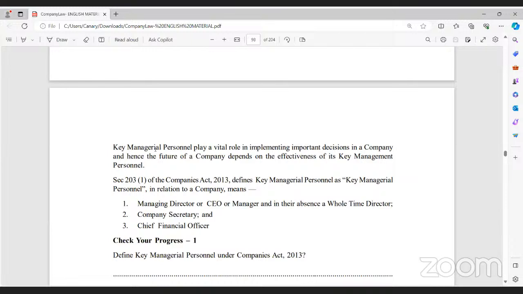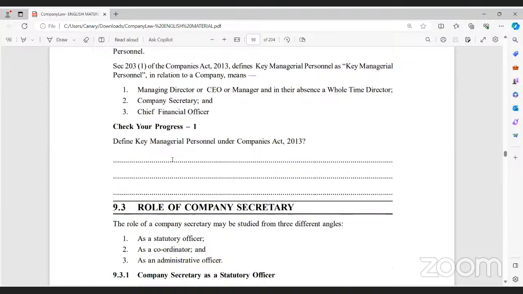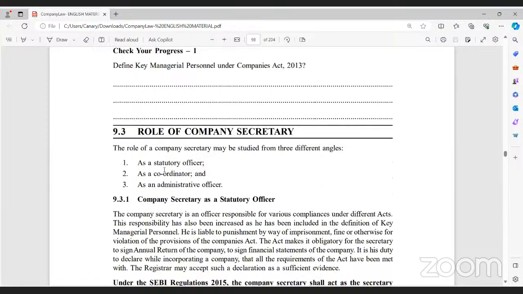As I mentioned, he plays a very key role. He is the one who has to take care of implementation of all the rules and all the policies of the firm. Section 203, Subsection 1 of the Companies Act defines key managerial personnel: in addition to the managing director and whole-time director, the company secretary and chief financial officer. The Companies Act defines these as key managerial persons. You may ask, ma'am, you said company secretary is not a managerial person. Yes, but he plays a key role in the execution of the company's rules. So let us see his role.